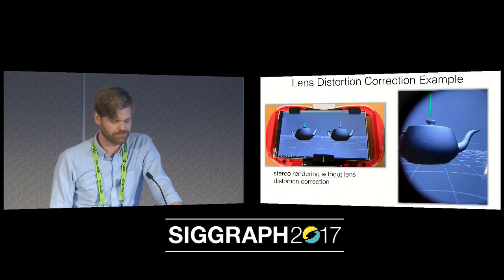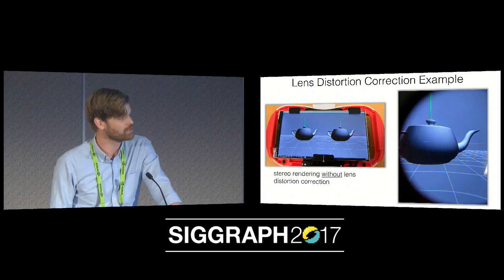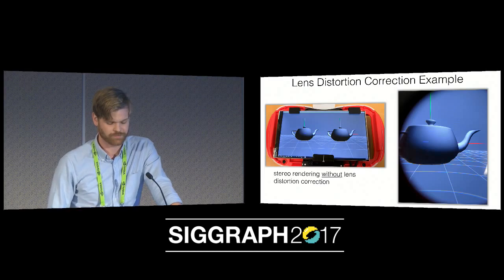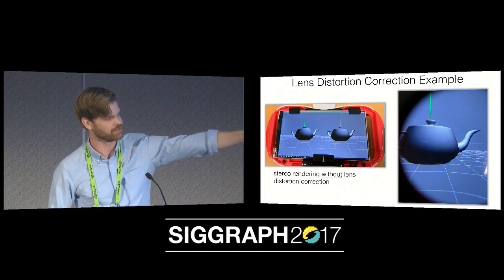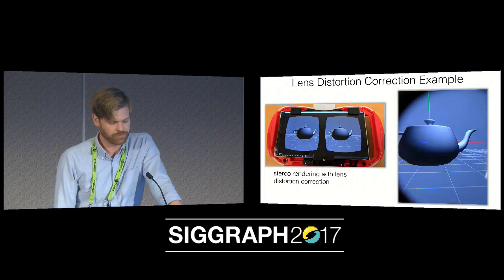And as an example, if we see this image where we don't have any lens distortion on the left side, if we look through the lens, we'll start seeing these warped images. You can see the straight line is curving at the bottom. But if we apply the lens distortion correction, we start seeing straight lines becoming straight again.